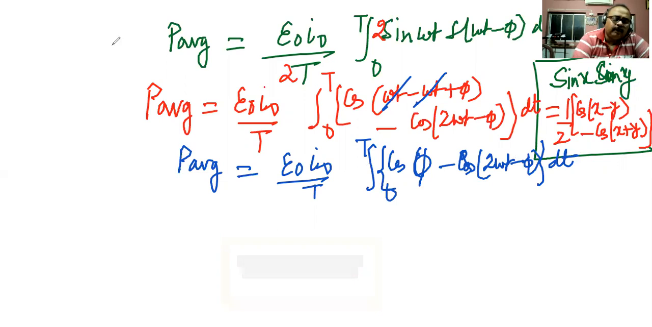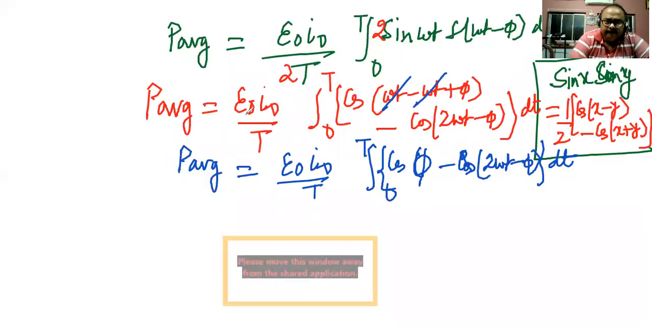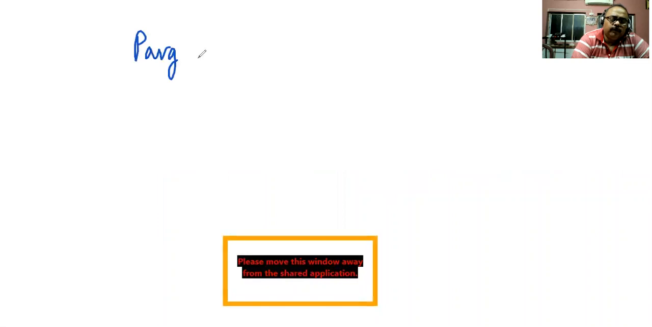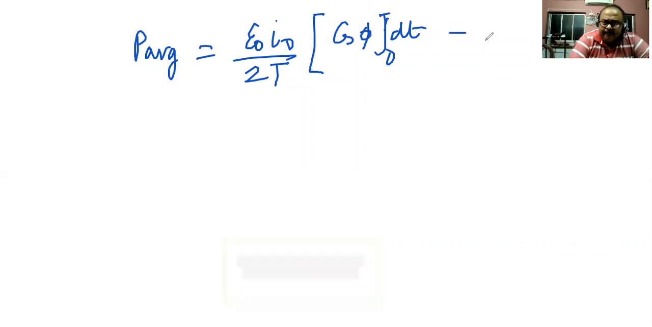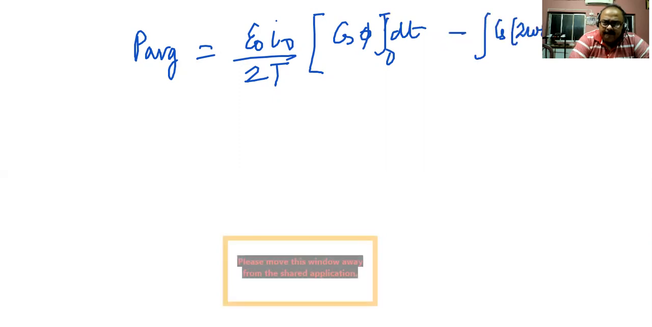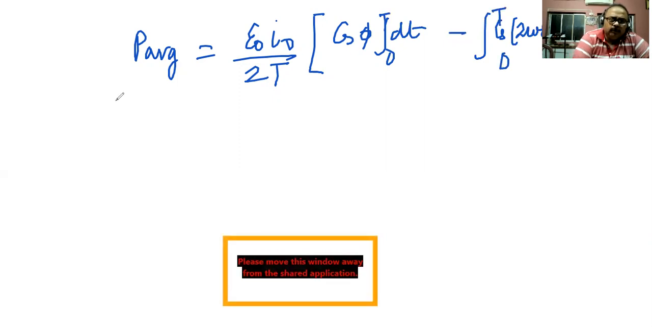Now let me do it on the next page. I will quickly write a 2 here. So P average will be E naught I naught by 2T, then cos phi times the integration of dt from 0 to T, minus the integration of cos of twice omega t minus phi dt within limits 0 to T. So P average will be E naught I naught by 2T, and this will be cos phi.